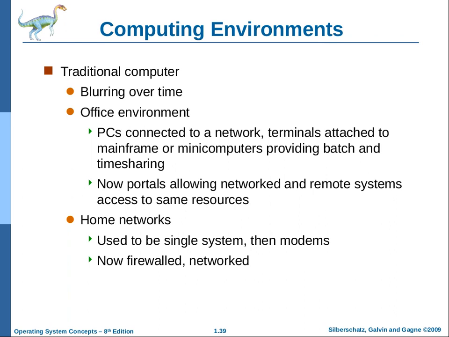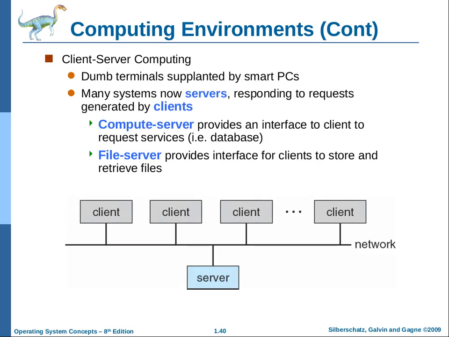Home networks, so in an office you have a lot of PCs, usually with a portal to home. Single systems and those. Now firewall to network. Back then firewalls used to be very expensive. Now it comes default on pretty much every router you buy.